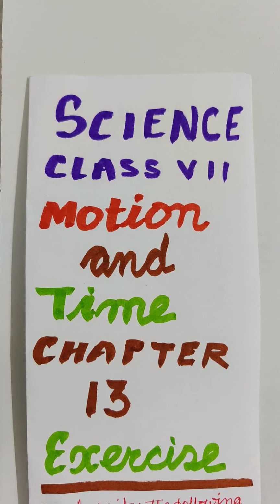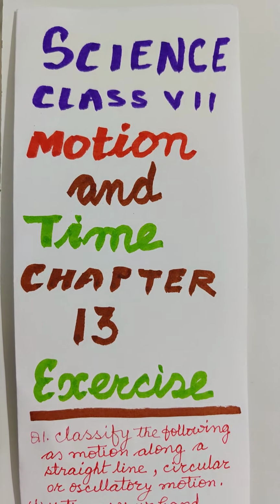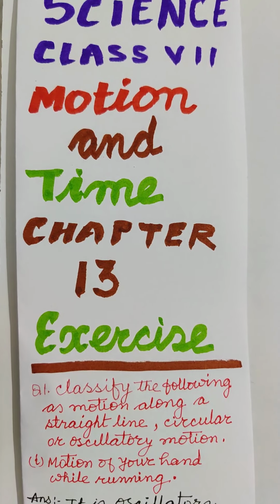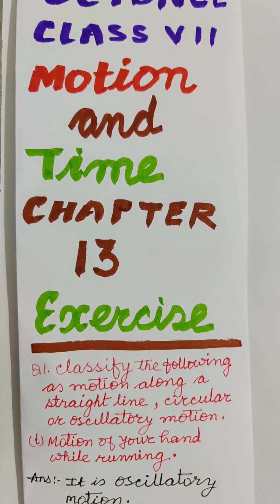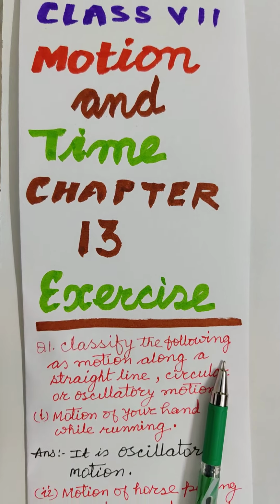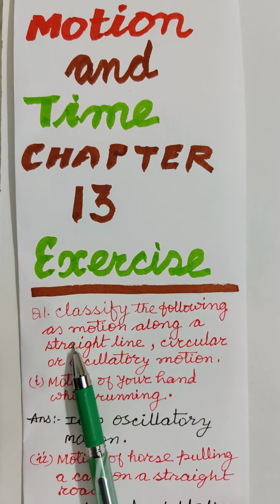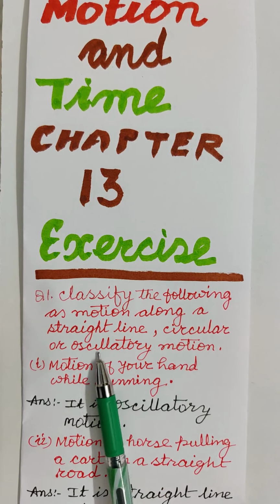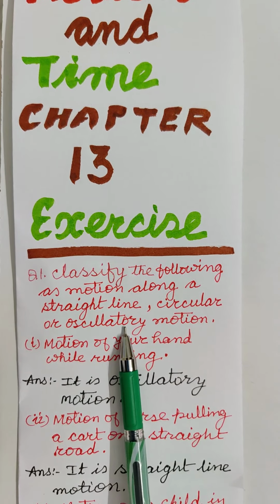In this video, we shall learn about the Science class 7th, Motion and Time, chapter 13, all the exercises which are in the back of chapter 13 NCERT. So the first question is this: classify the following as motion along a straight line, circular or oscillatory motion.